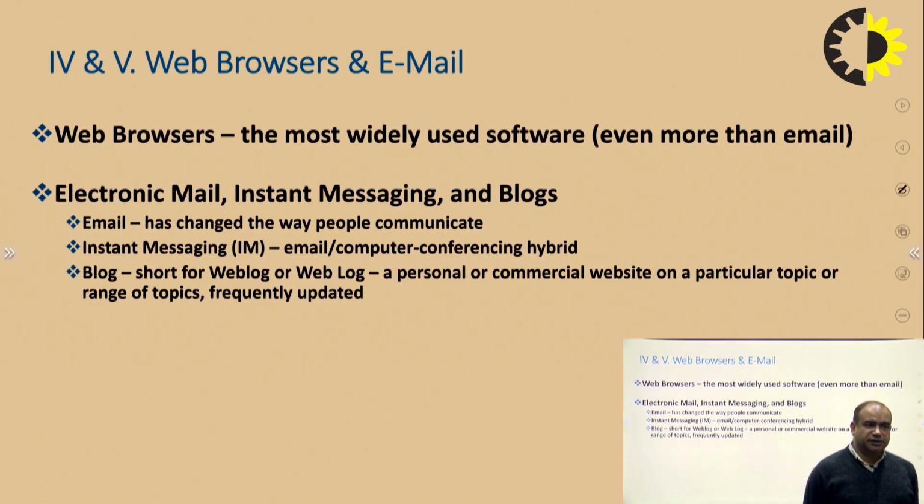Second is instant messaging, which we can say chat or WhatsApp. All are email or computer conferencing hybrids. Nowadays, we are using Teams or Zoom, which are part of this kind of software. Next is blog. Blog is short for weblog, a personal or commercial website on a particular topic or range of topics, frequently updated.